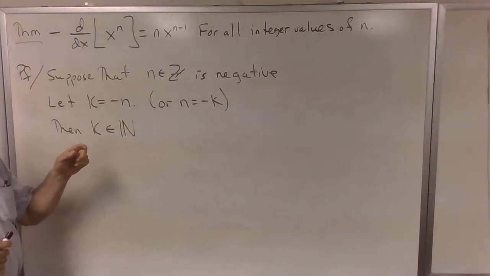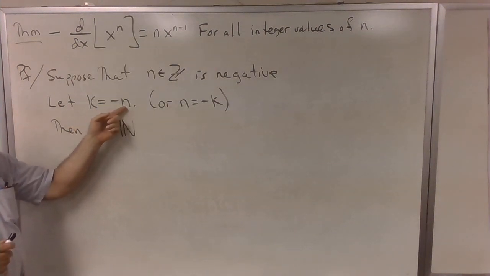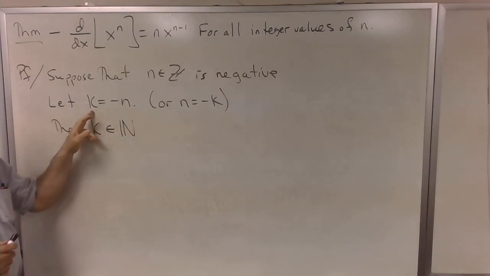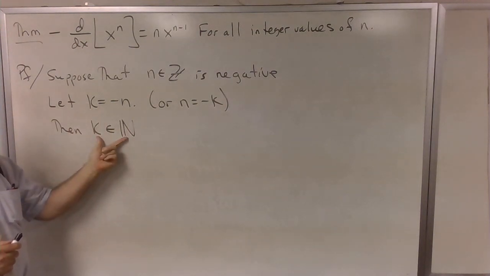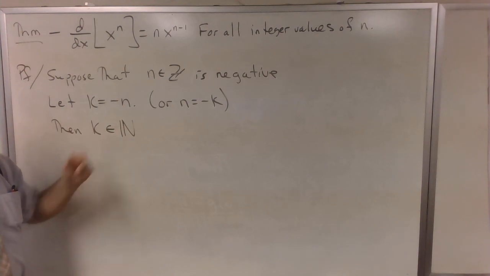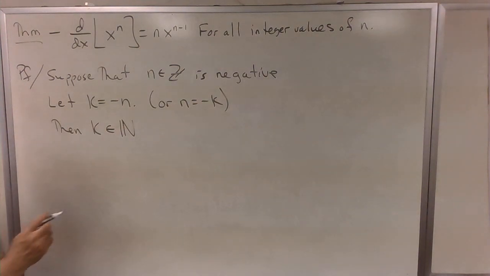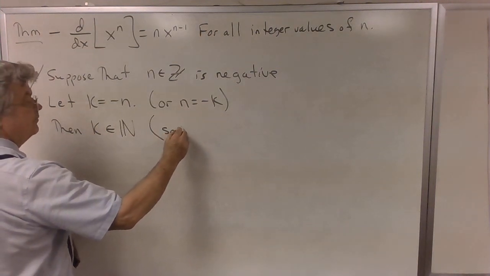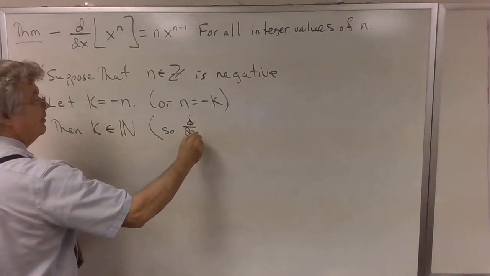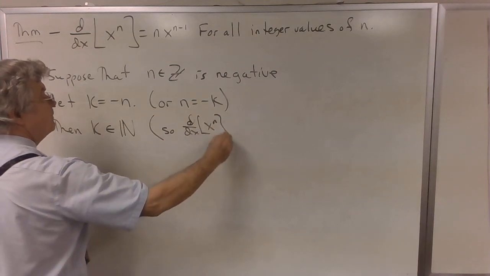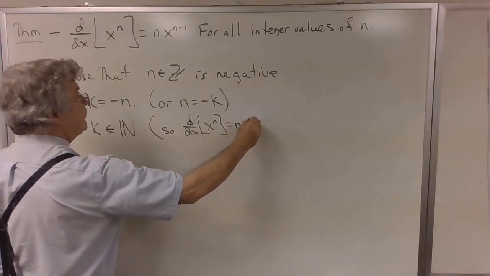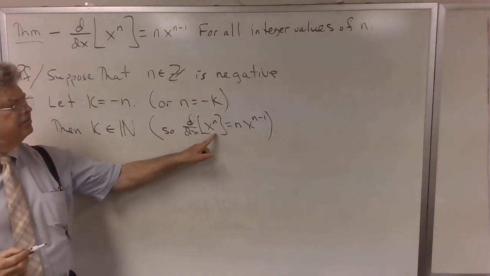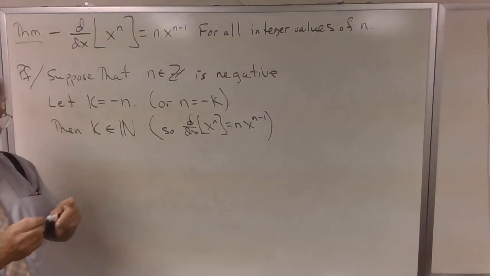We'll let k be negative n. If n is negative, then negative n is positive. So k is a positive integer, a natural number. And the significance of this is that the power rule works for k, since k is a positive integer. We already know that.